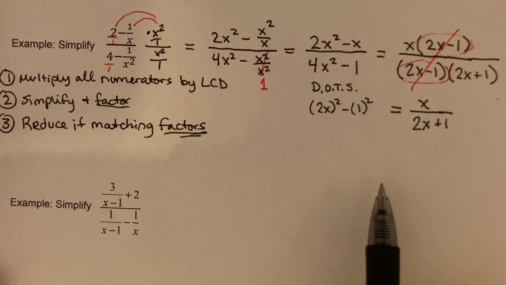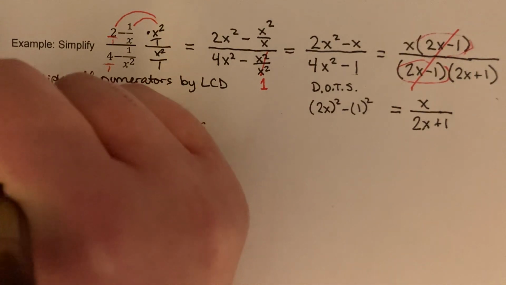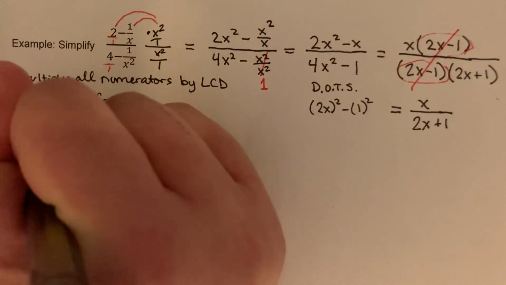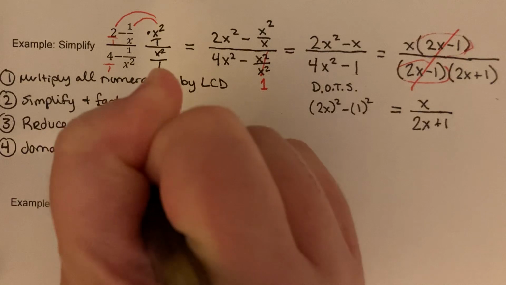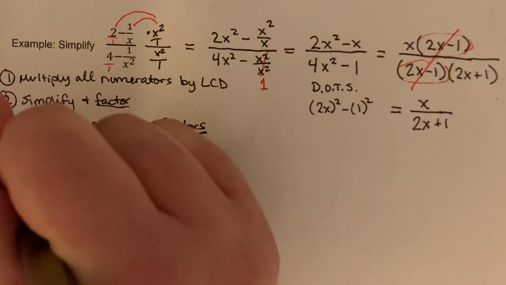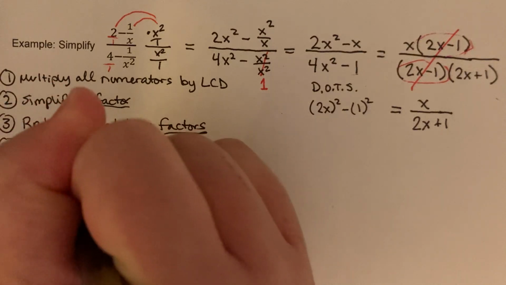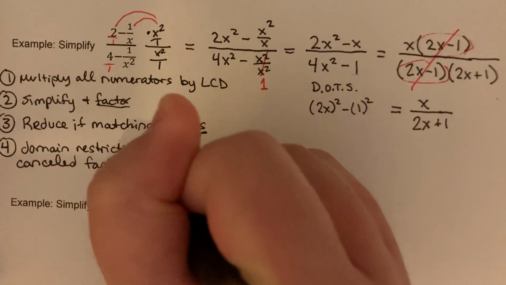But because we canceled and because it's a complex fraction, we need domain restrictions. So domain restrictions for any canceled factors and based on the original problem.